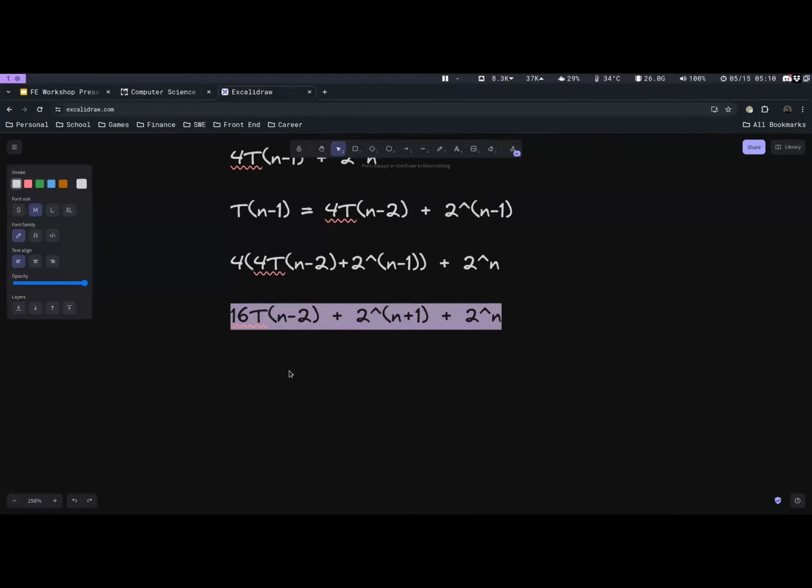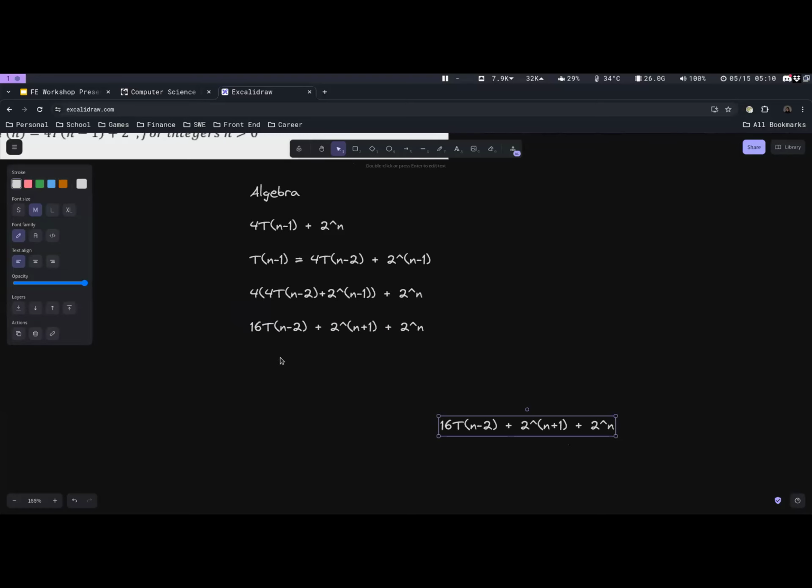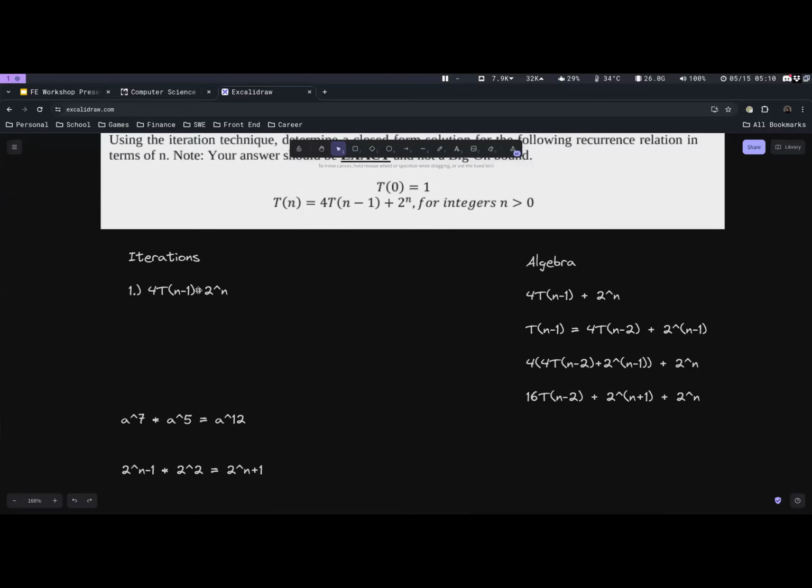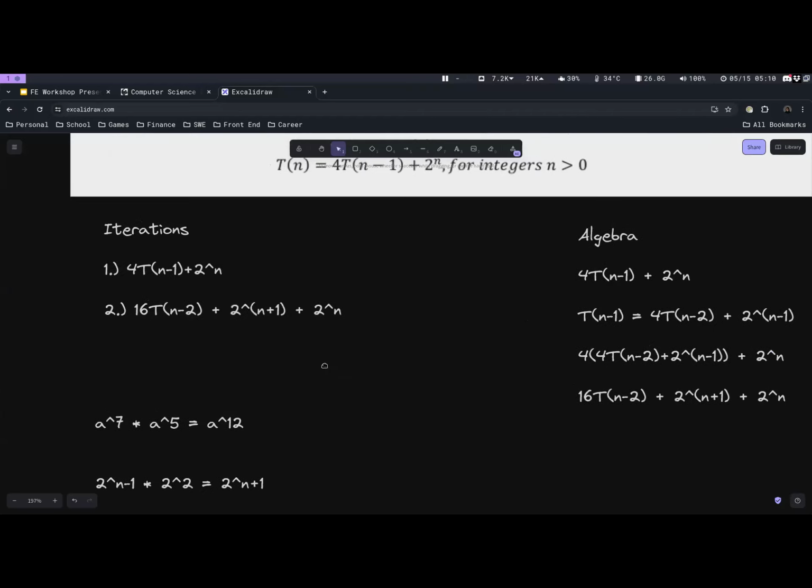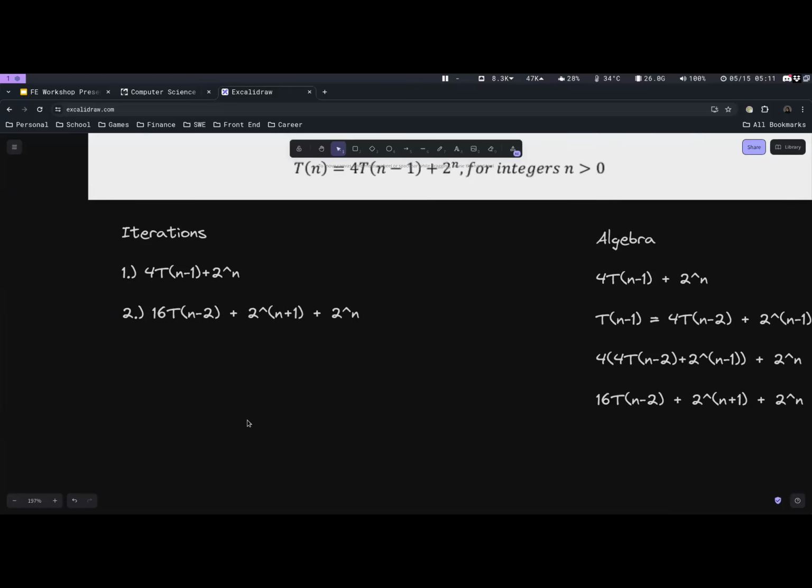Now we're on n minus 2 instead of n minus 1, right? So let's come over here. This is our second iteration. All right. Is everyone good on how we got that? This is now our second iteration, and we can already start to see a bit of a pattern here. Now, could we just jump and solve for k? I think we should iterate 3 times. So I'm going to iterate 3 times. On to our next iteration.